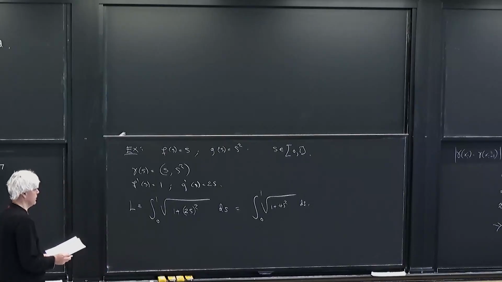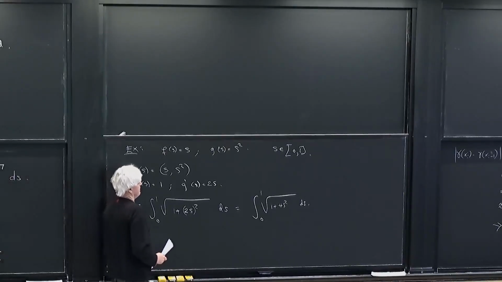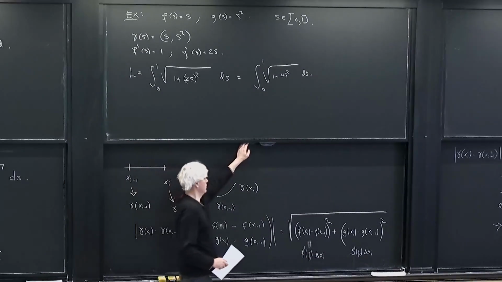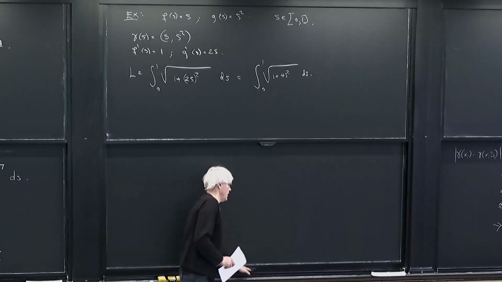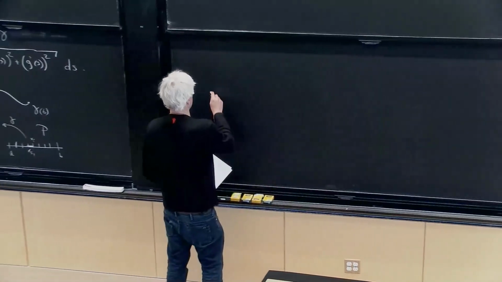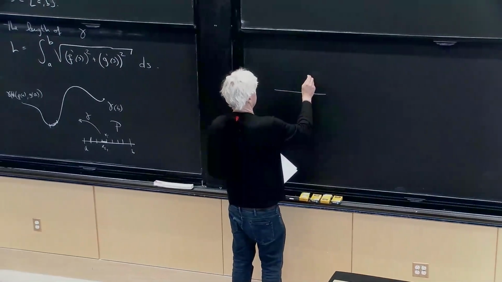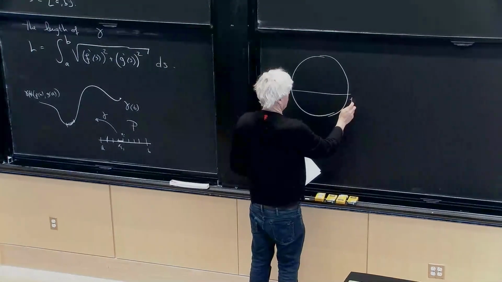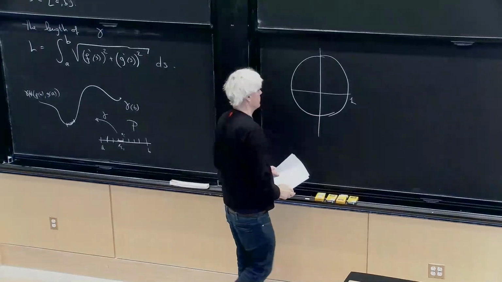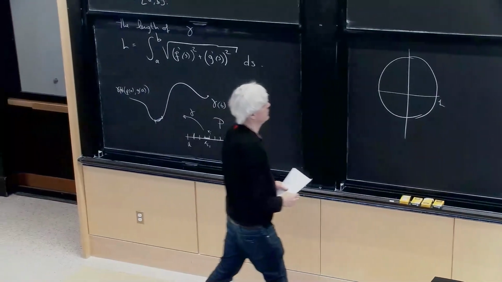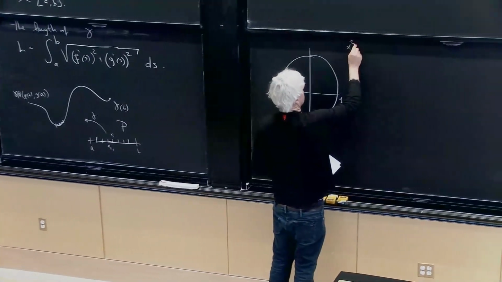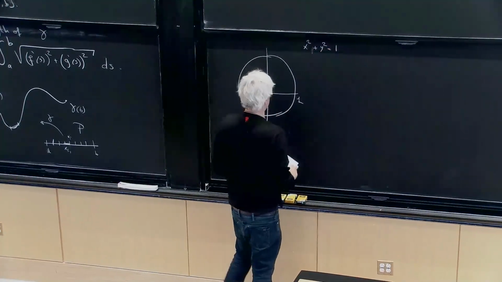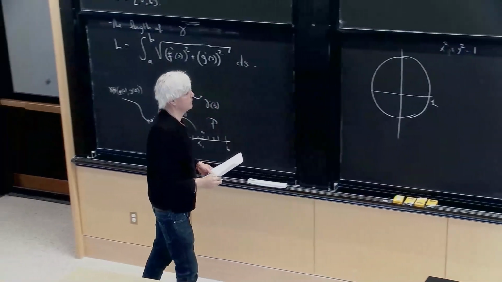The second example I want to look at for arc length is if you have the unit circle. So suppose that you have the unit circle. So here you have 1. So this is supposed to be the unit circle, so it's x squared plus y squared equal to 1. It's a unit circle centered at the origin.